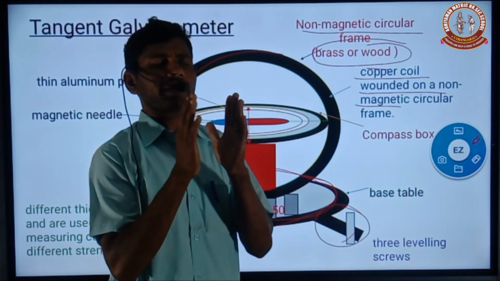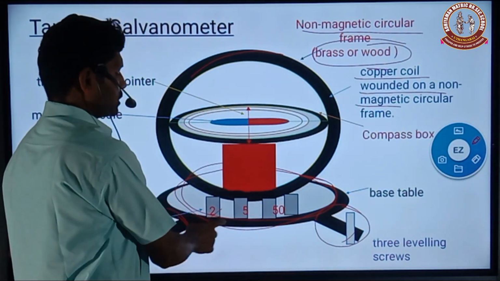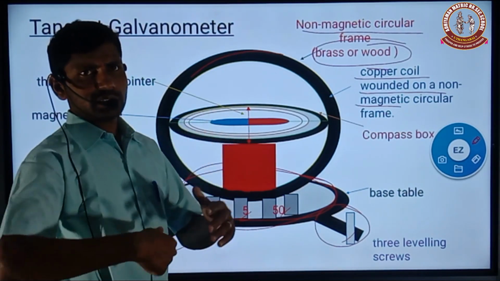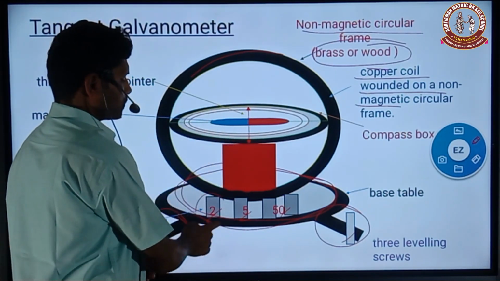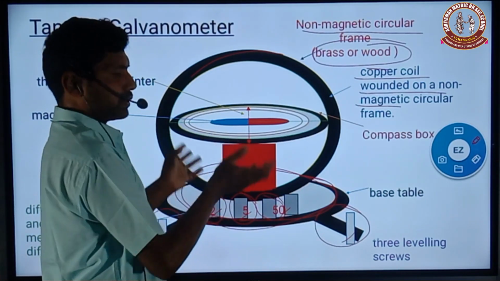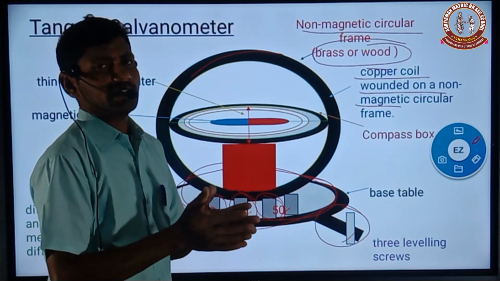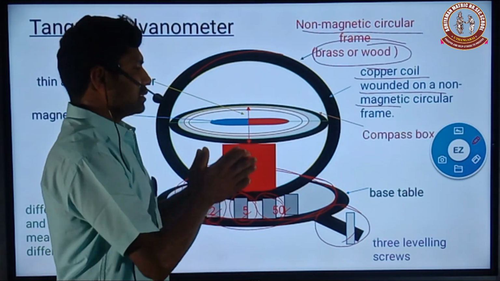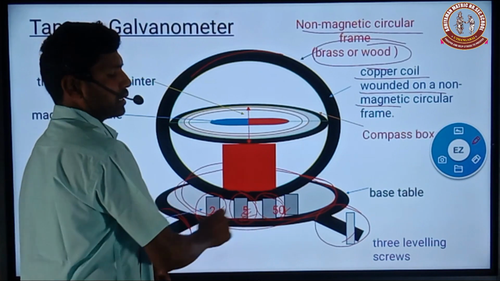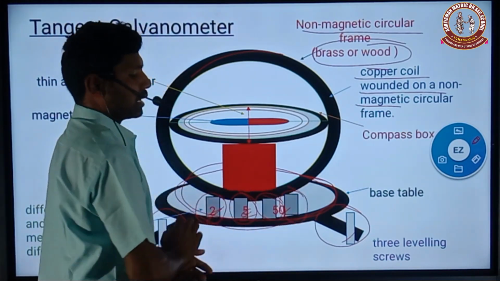In the basic laboratory version, 2 turns, 5 turns and 50 turns are used. The different turns are connected to the external circuit using terminal 2, terminal 5 and terminal 50. One terminal is a common terminal.